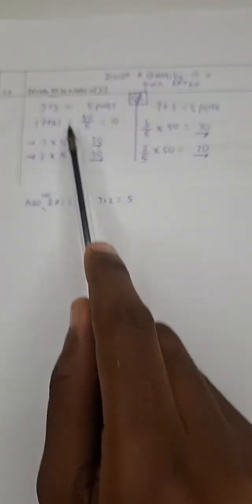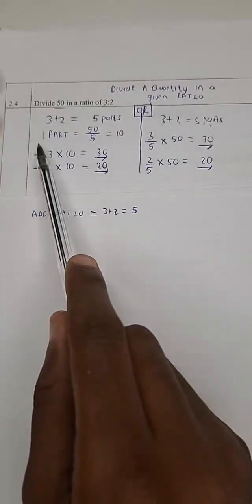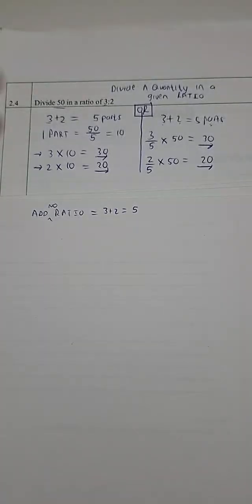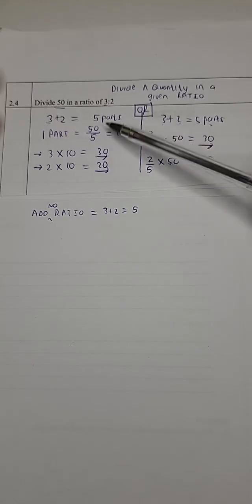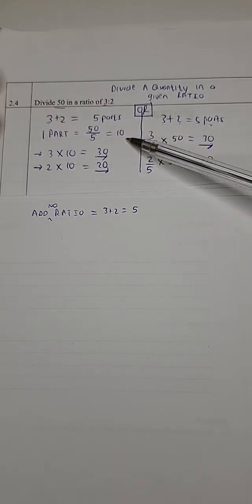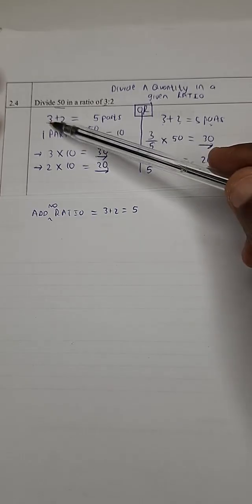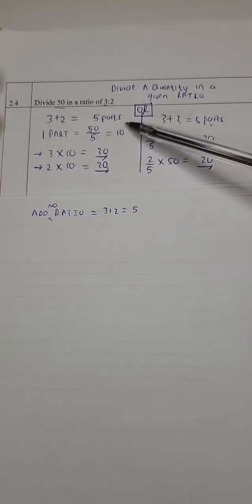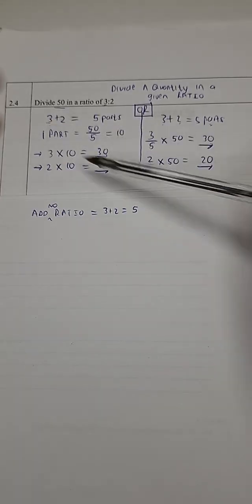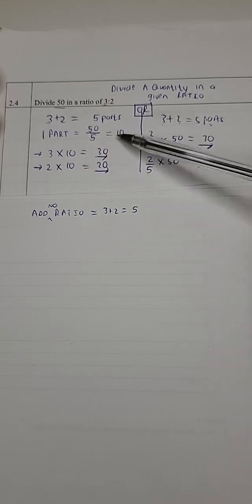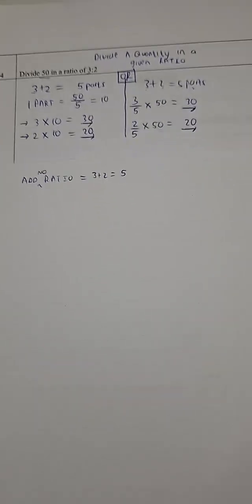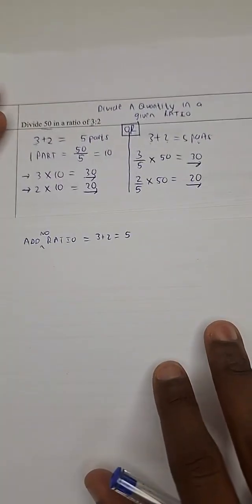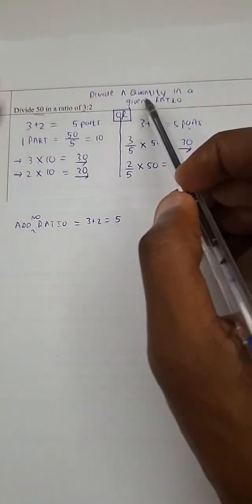Or this method, if you want to check how much is just 1 part, you take the total quantity, which is 50, you divide it by the total number of parts, which is 5. 50 divided by 5 gives you 10. Then if you want to know what the 3 parts represent, you take the 3, you multiply by the 10, you get 30. You take the 2, you multiply by the 10, which represents 1 part, you get 20. Okay, so straightforward, simple, guys. That's how we divide a quantity in a given ratio.